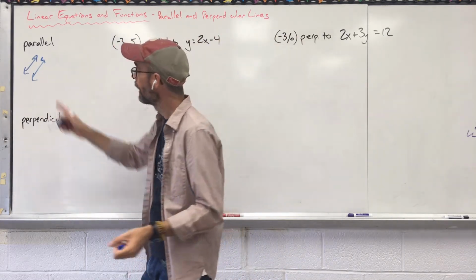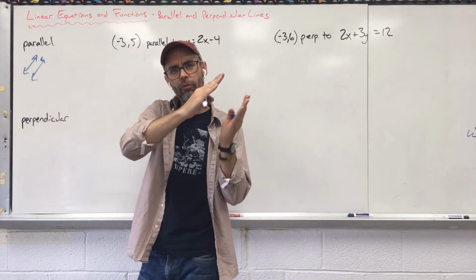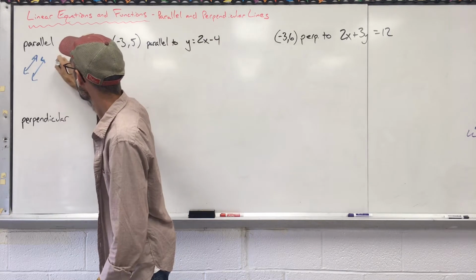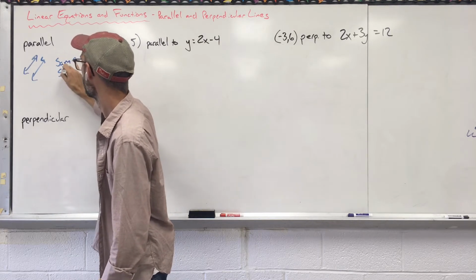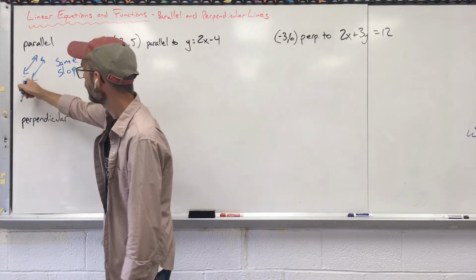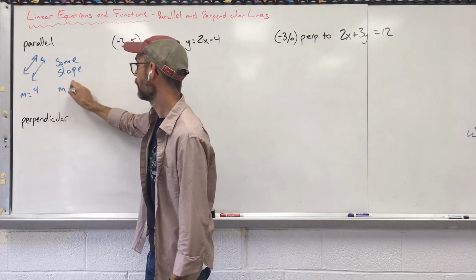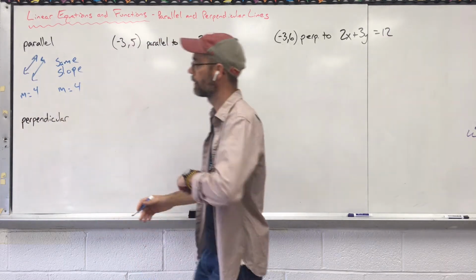If they never cross, that means they're going up in a certain direction that's the same for both of them. Their slopes are the same. That means if my first slope is 4, my second slope is 4. Got to be the same numbers.